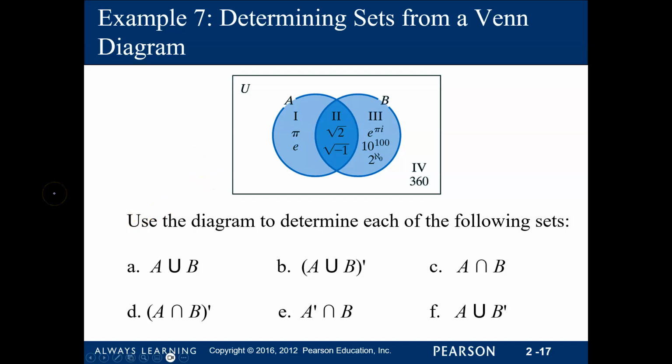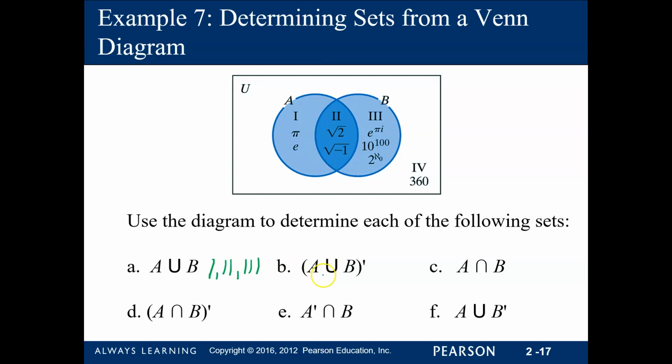All right, now let's take a look here. This time we have Venn diagrams, okay? In this particular example, we'll just use the area number. So our answers would either be Roman numeral 1, 2, 3, or 4. Okay? So let's start. We have the A union B. So A is 1, 2. Okay? And then B is 2, 3. So everything in the circles. So that would be area 1, area 2, and area 3. That's the union.